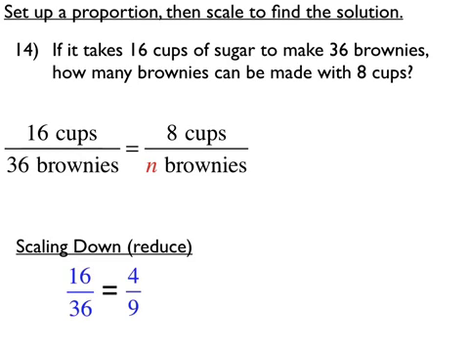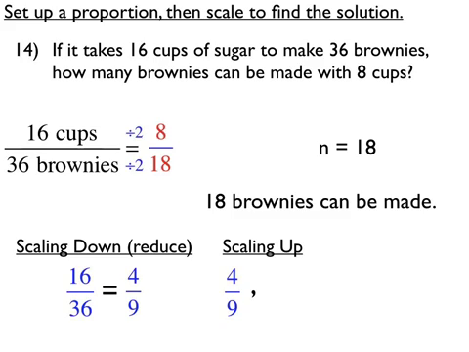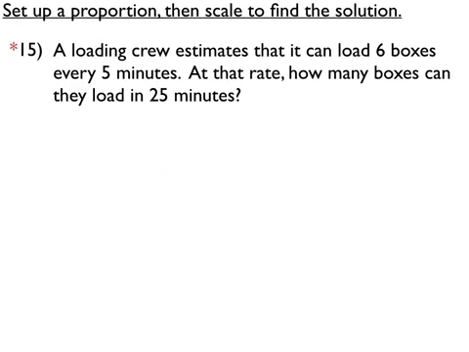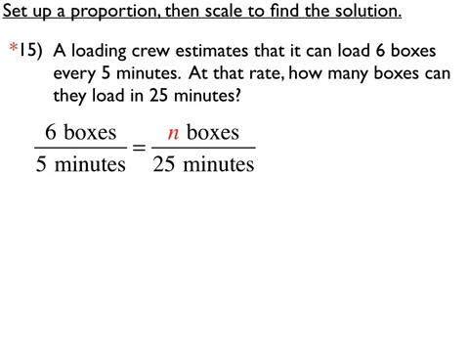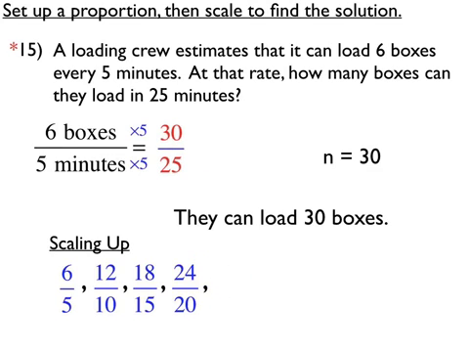Scaling down and then back up looks like this. Or, what would you divide by? Good. Divide by 2 and you get 18 brownies can be made. Go ahead and finish the rest of the notes, number 15 and 16. Navreen, what did you get for 15? Good. Set up as boxes on top and boxes on top. Solve by scaling up or multiplying by 5 to get 30 boxes.